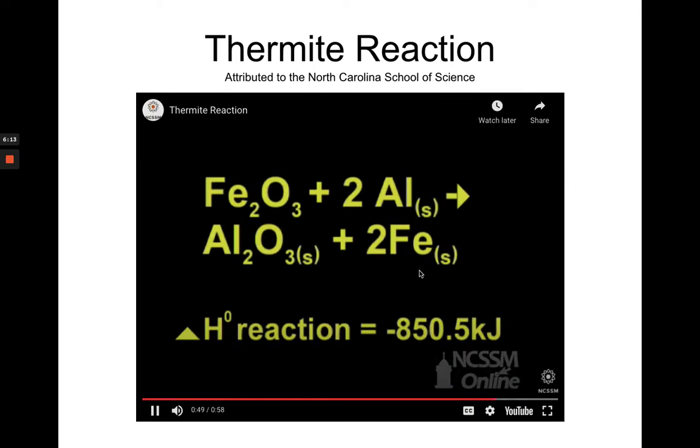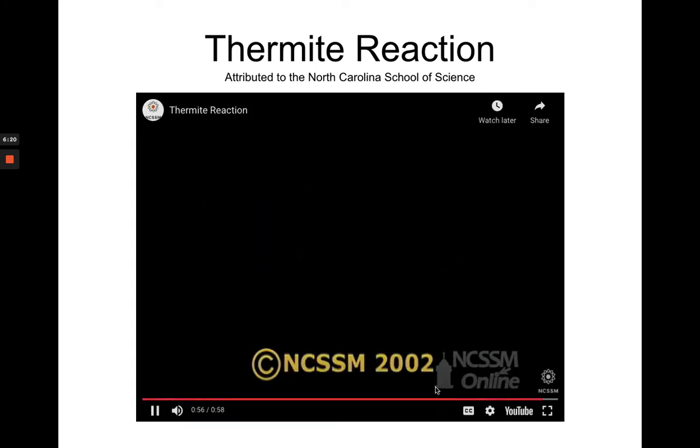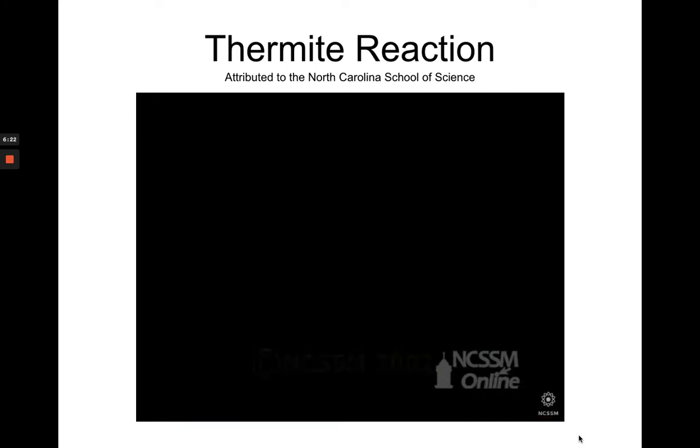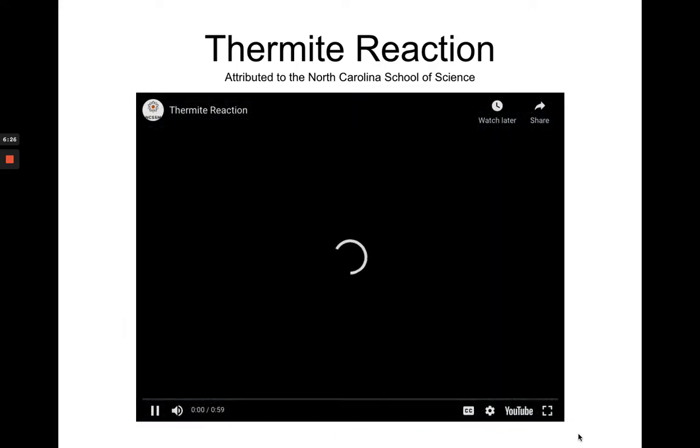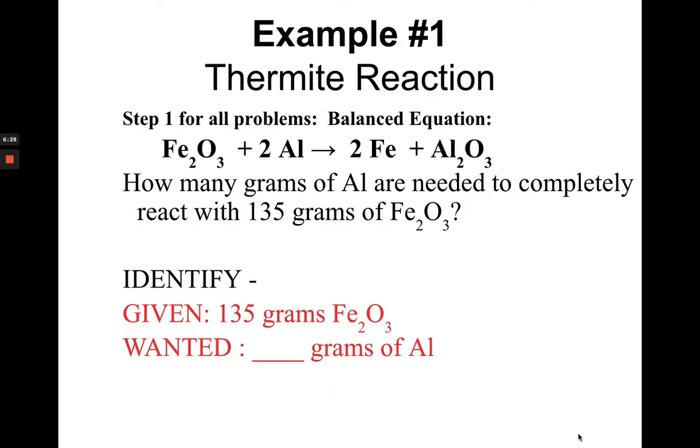So again, here's the equation. You can see it's very exothermic. It's a negative delta H. And there you go. So let's do some stoichiometry using this process of thermite. Okay, so if you go through your 4 steps, you first need a balanced equation, which is right here. Iron 3 oxide plus aluminum gives us iron and aluminum oxide, and you can see it's a 1:2 to 2:1 ratio.